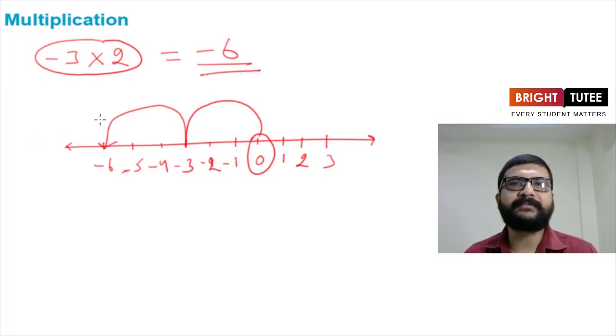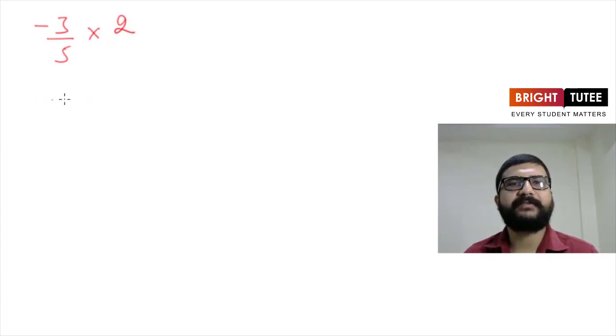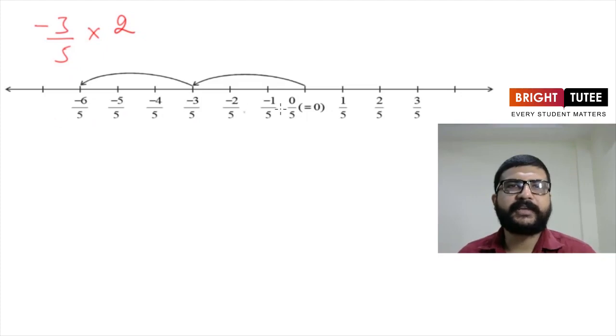Now can we do the same thing for rational numbers also? Yes, we can do the same thing for rational numbers as well. So let's check how we can do that. So this time let's multiply minus 3 upon 5 by 2. So we have to find this product now. So what should we do for that? We need a number line which is representing the numbers with denominator 5. So here is the required number line in which all the denominators are 5.